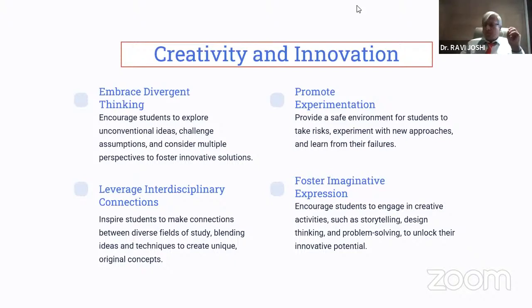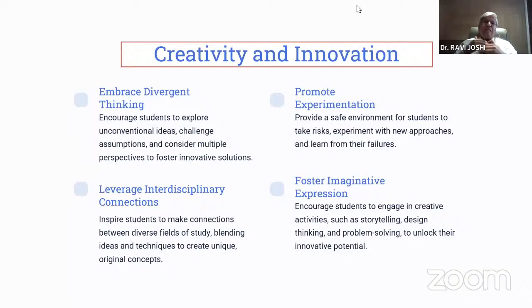Creativity and innovation. The tools that you can encourage and develop are to explore unconventional ideas, challenge assumptions, and consider multiple perspectives to foster innovative solutions. So divergent thinking is important, because students are always geared up with conventional thinking: X plus Y is equal to Z, or 1 plus 2 is equal to 3. No, 1 plus 3 is equal to 5. How? That divergent thinking we have to develop.